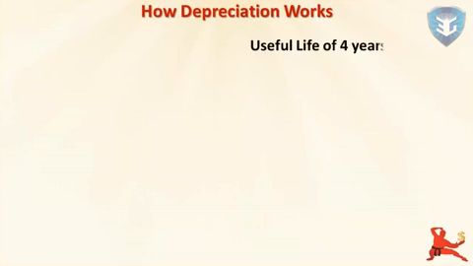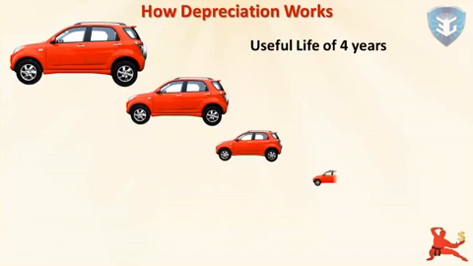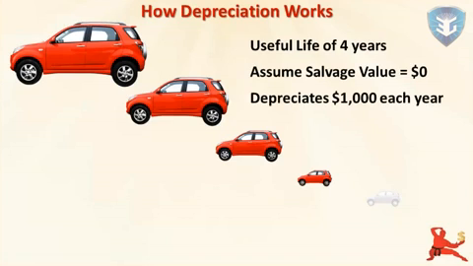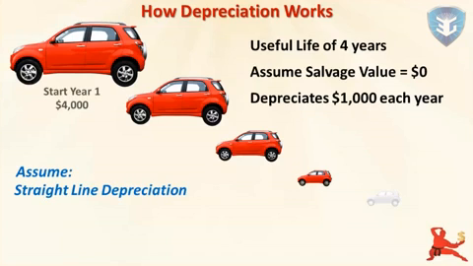Let's say the car has a useful life of 4 years for accounting and tax purposes. It's expected to have no value left at the end of 4 years. So that means it will depreciate or reduce in value by $1,000 a year, assuming we use what is known as straight line depreciation.